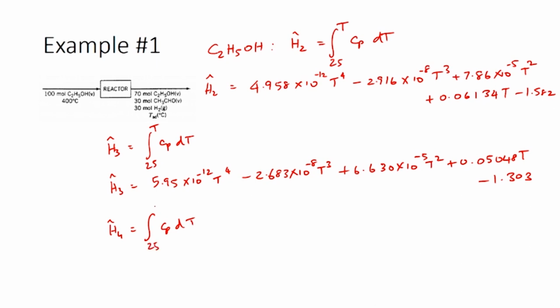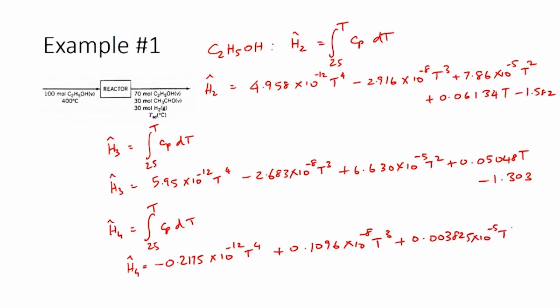Similarly we can calculate the value for H4 cap, which would be integral Cp of hydrogen gas dT from 25 to T temperature. So, your H4 cap is actually equal to minus 0.2175 times 10 power minus 12 T power 4 plus 0.1096 times 10 power minus 8 T cube plus 0.003825 times 10 power minus 5 T squared plus 0.02884 T minus 0.7210. Please perform these calculations by yourselves and try to get the values.